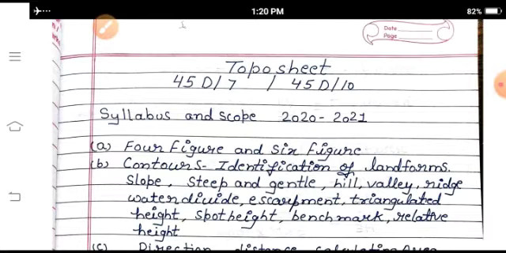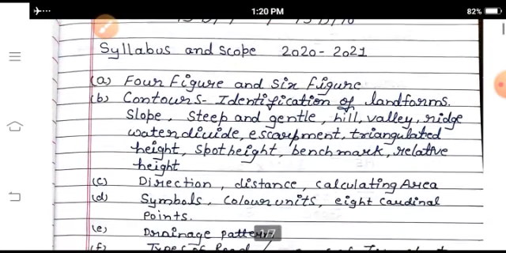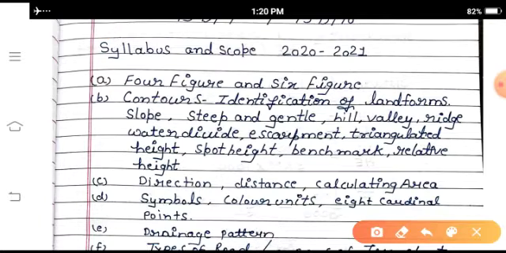Today we are going for the introduction of the topo sheet. 45D/7 represents Rajasthan and 45D/10 represents Gujarat. According to the syllabus and scope, we will cover the 4-figure grid and the 6-figure grid, contours, landforms, steep and gentle slopes, hills, ridge, water divide, escarpment, triangulated height, spot height, benchmark.